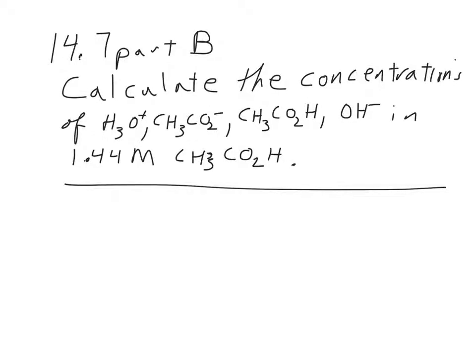Alright, let's take a look. Calculate the concentration of hydronium ion, acetate ion, acetic acid, and hydroxide in a 1.44 molar solution of acetic acid. Now, to work this, you need to have looked up the Ka for acetic acid. If you haven't done that, you're going nowhere fast with this problem. Once you've done that, you really know what to do.